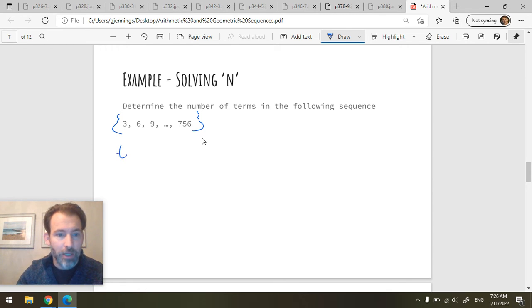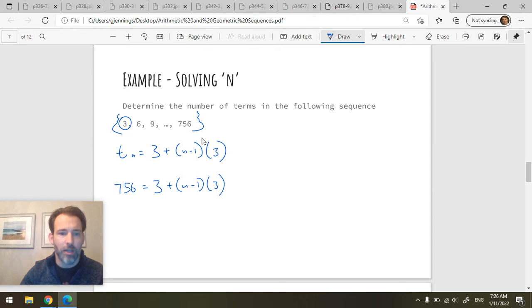So here, my t n would be equal to the first term plus n minus 1 multiplied by the common difference. This is growing by 3, so I'm not going to do the math. You can see that that's 3. Okay, and now I'm going to say, well, what is this? So then let's solve for n. 756 is equal to 3 plus n minus 1 times 3.